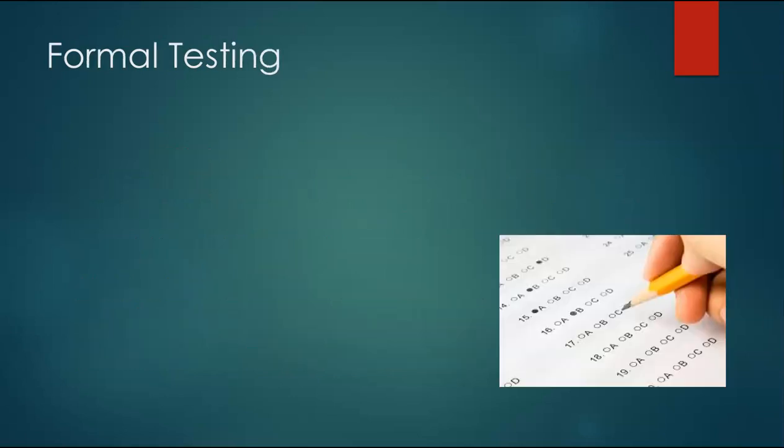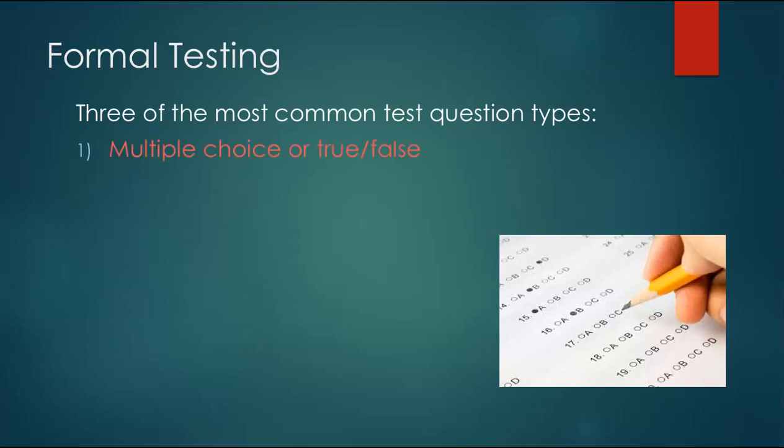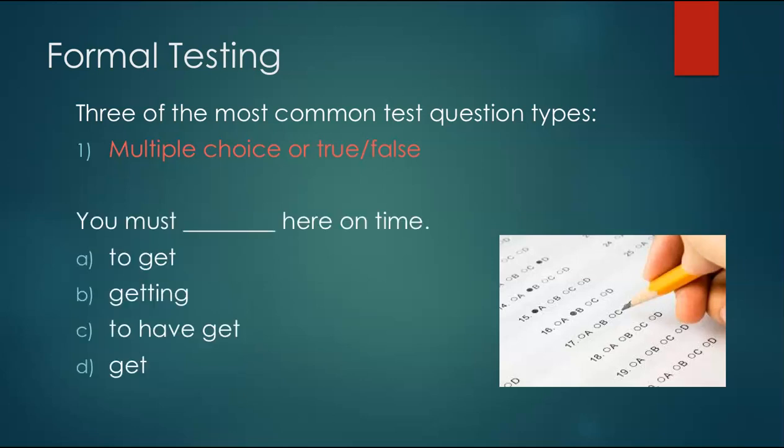When we think about formal testing, there are three most common types of questions. And the first of these is multiple choice or true or false. So in a multiple choice kind of question, students are given alternatives to choose from. So this question is probably going to be on testing verb tense or verb formation. You must blank here on time, and the student has to choose between the options A, B, C, and D. An advantage is that there's either one right answer or there's a best answer, and they're easy to grade.